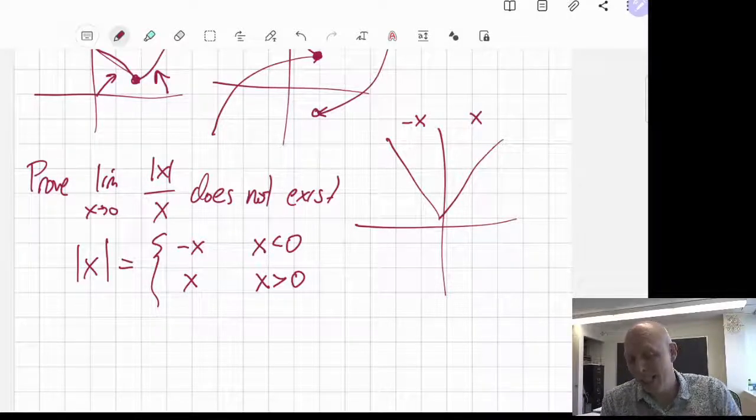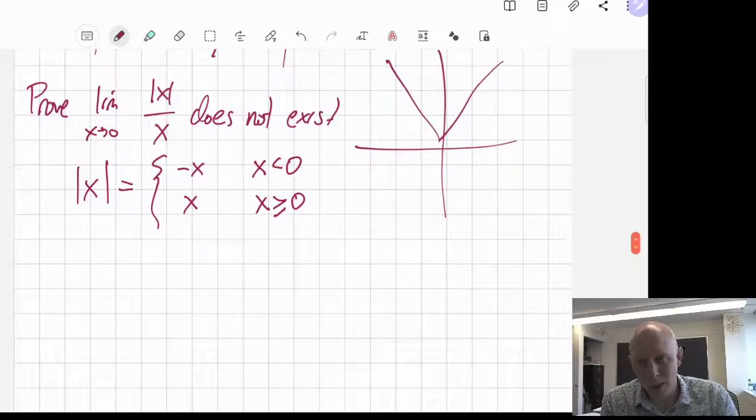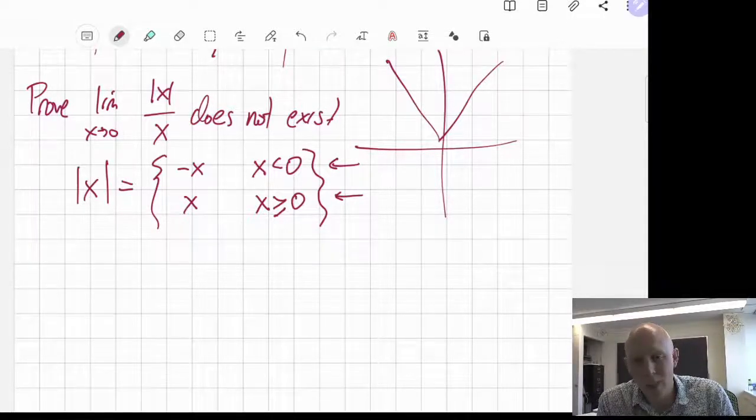And what's happening at 0? Well, because we're talking about the limit, it doesn't really matter. But in both cases, they agree. So we can say greater than or equal to 0 here. Negative 0 is equal to 0. So it doesn't really matter where we put that equal sign. But this is a definition of the absolute value of x. And so this is a piecewise defined function. It has different rules depending on where in the domain you are.